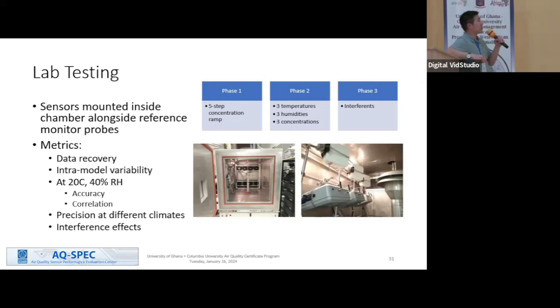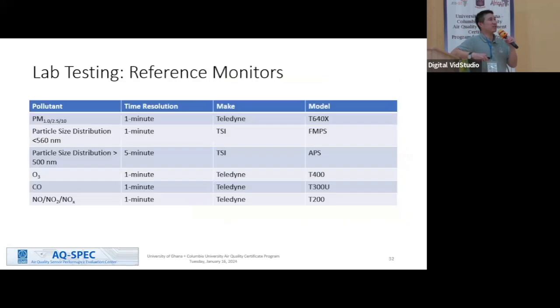And then for the gas sensors, we'll also do an interference test to see what other gas species affect their performance. These are a lot of similar metrics to what we report in the field evaluation, but we'll also talk about the performance in different climates and interference effects. For these two, we don't really provide something super quantitative. It's more a discussion of how these variables impact their performance.